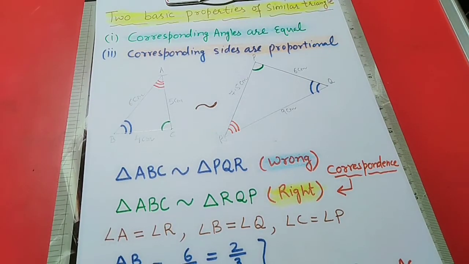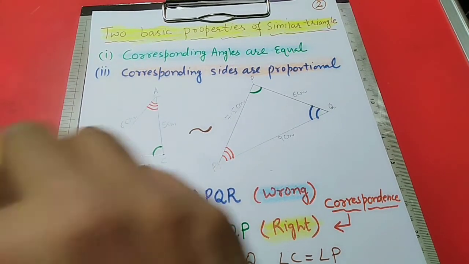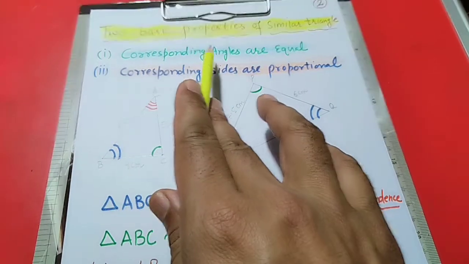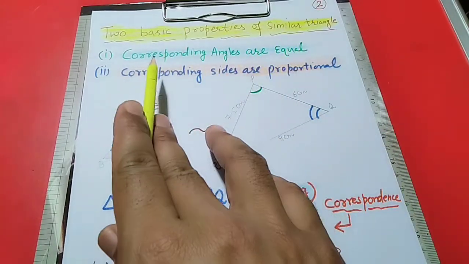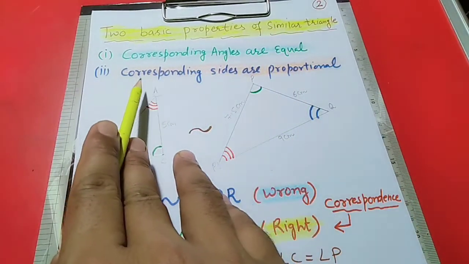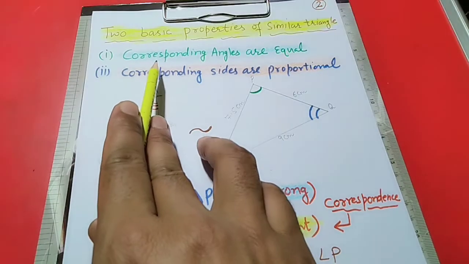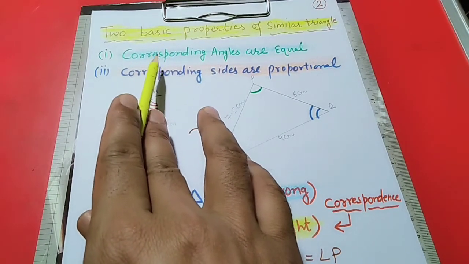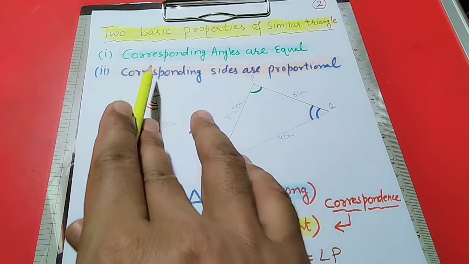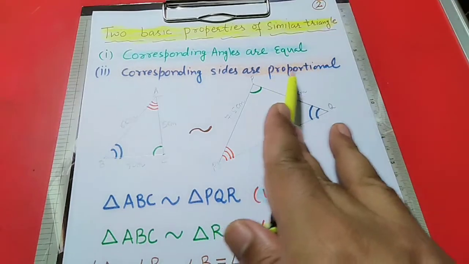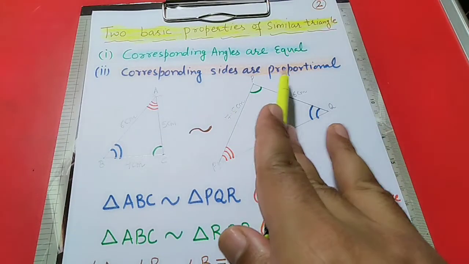there are two basic, very important properties of similar triangles. Number one, their corresponding angles are equal. Number two, their corresponding sides are proportional. So I will tell you in this video two important things. What do you mean by corresponding? Why do I use this word corresponding? And number two, what is the exact meaning of proportional? Their sides are proportional. How?